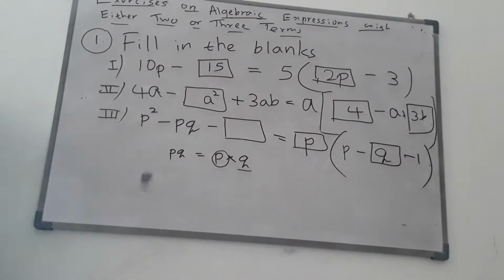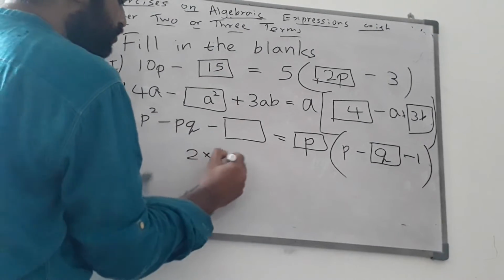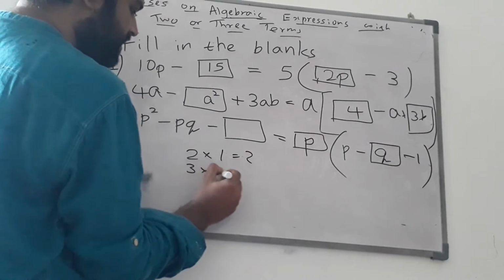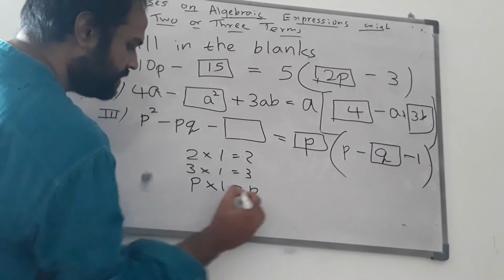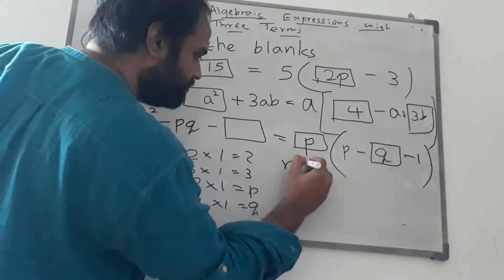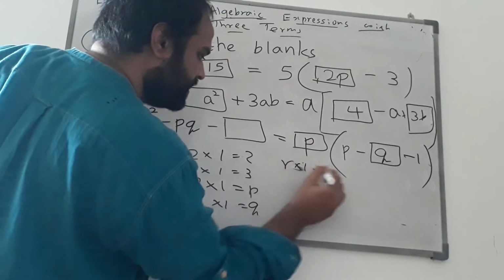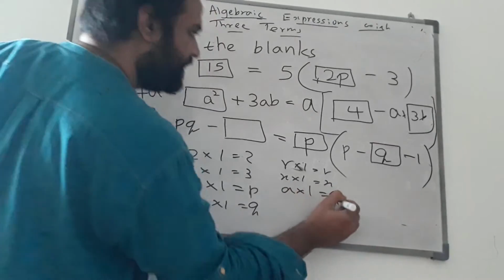Okay. Next. I taught you that 2 times 1 is 2. 3 times 1 is 3. Likewise, p times 1 is p. q times 1 is q. r times 1 is r. x times 1 is x. a times 1 is a. So p times minus 1 is minus p.